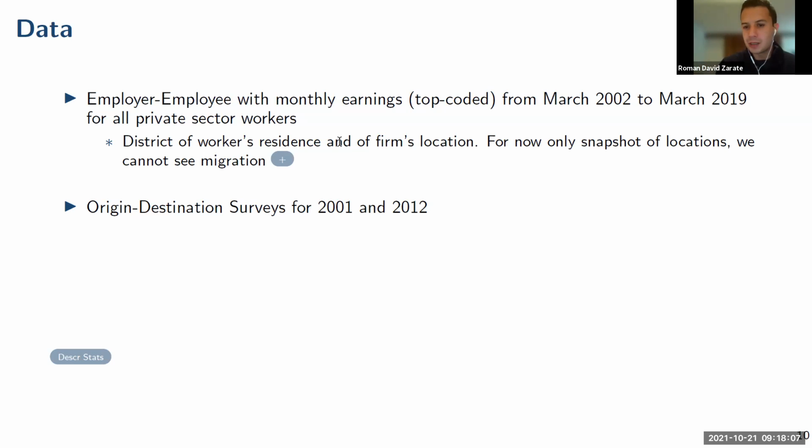Right now, we only observe a snapshot of locations. We cannot see migration in the city, but we are trying to get access to more data to understand migration patterns and how the transit infrastructure changed the household composition in the city. We also complement this data with origin destination surveys for 2001 and 2012 that we're going to use to compute travel times across the different locations.